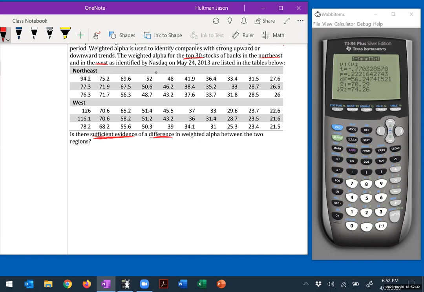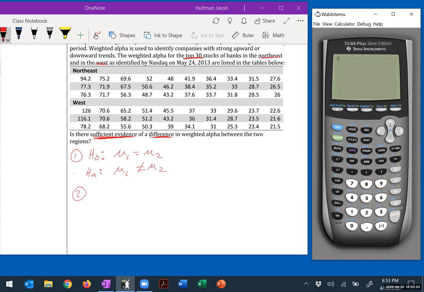Okay, so let's do our hypothesis test. First is to write the null and the alternative. So what's the null going to be? The null is that mu1 is equal to mu2. That's the null. That there is no difference in the averages. Okay. What about the alternative? The alternative is that there is a difference. Mu1 is not equal to mu2. That's the alternative. What's the test that I'm going to want to run on the calculator?